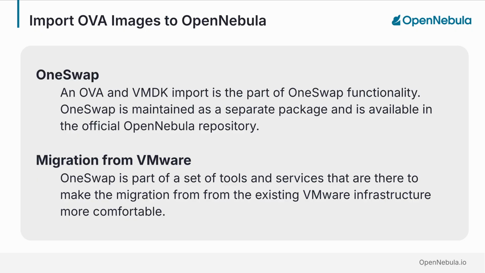OneSwap can take care of uploading OVA and VMDK images that previously were exported from the VMware infrastructure. This is the command line tool that is available in the official OpenNebula repository. Importing OVAs and VMDKs is just part of the functionality. OneSwap can migrate virtual machines from currently running VMware infrastructure. Please visit the official OpenNebula documentation to learn more about the OneSwap's requirements and configuration possibilities.